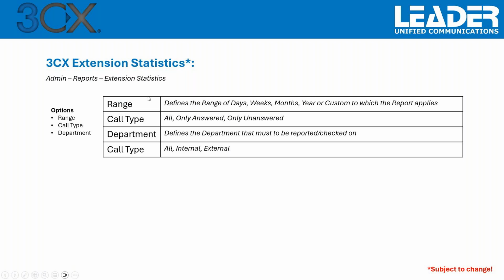Extension statistics, we have the range. I have no reason why I have the call type twice there. All, only answered or unanswered. The range, again, is the same range like we had before: range of days, weeks, months, year, or custom, to which the report applies. Then the department, which defines the department that must be reported on. We would define there a specific department, and then it would check the extensions from that department if we want a department. Yeah.